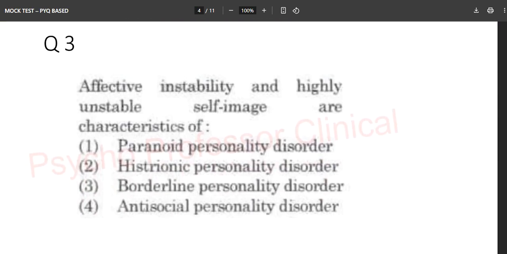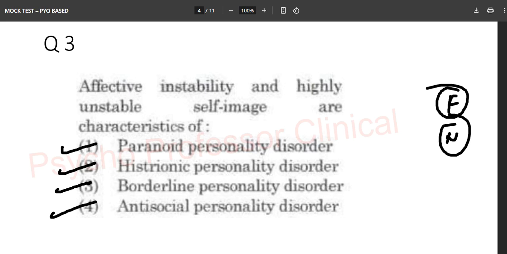Affective instability and highly unstable self-image are characteristics of paranoid personality, histrionic, borderline, or antisocial. See, the type of questions are a little tricky so that you are able to easily crack the entrance examination. You can refer to the psychopathology book, the P book or N book, and from there you will have access to these kinds of personality disorders.